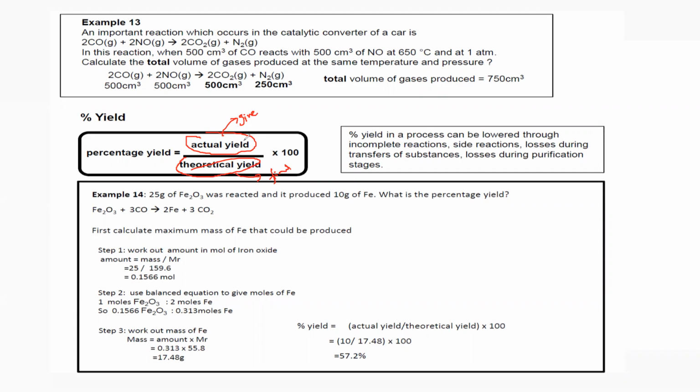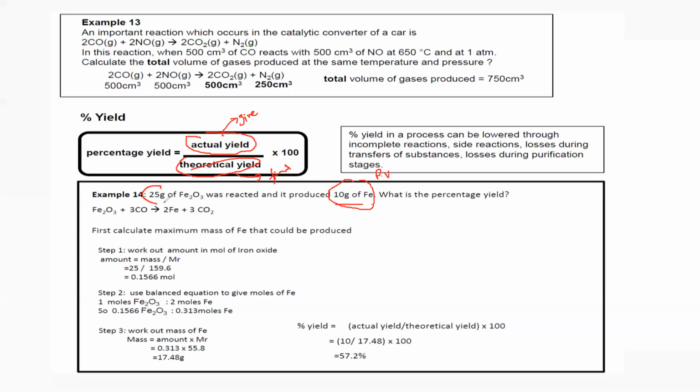So for example, if we have 25 grams of iron(III) oxide that reacted and produced 10 grams of iron, and the equation is given. Iron is the product here, so practically how much are we getting? From 25 grams of iron oxide we are getting 10 grams of iron. That's the practical or actual value. What is the percentage yield? As the equation is there, we can take the ratio of the masses, or the ratio of the moles. First convert the mass into moles.